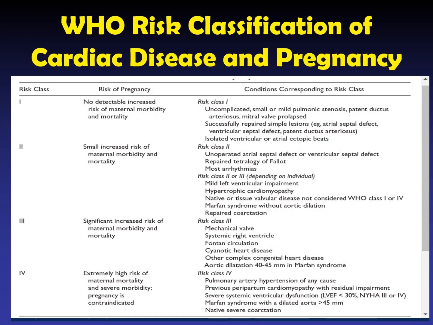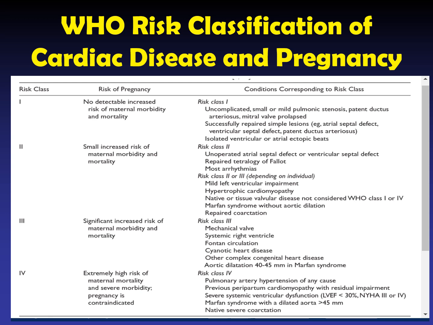The WHO furthermore classified cardiac disease and pregnancy with risk class 1, 2, 3, and 4. Risk class 1 would be no detectable increased risk of maternal morbidity and mortality. Risk class 2 would be small increased risk of maternal morbidity and mortality. Risk class 3 would be significant increase of maternal morbidity and mortality. And 4 would be extremely high risk of maternal mortality and severe morbidity.